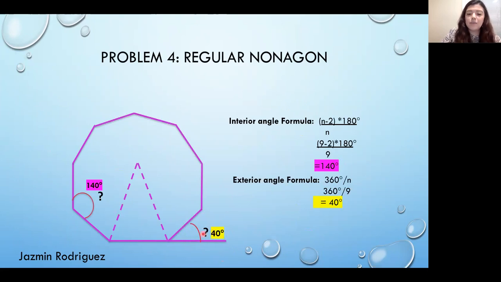And then lastly, we want to solve for our central angle. And our central angle is this angle located here, whose adjacent sides meet at this vertex right here. And the way we do that is we will actually use the same formula that we use for our exterior angles. And that is 360 divided by n, which is 9, the number of sides. And that'll give us that our central angle is going to be 40 degrees.